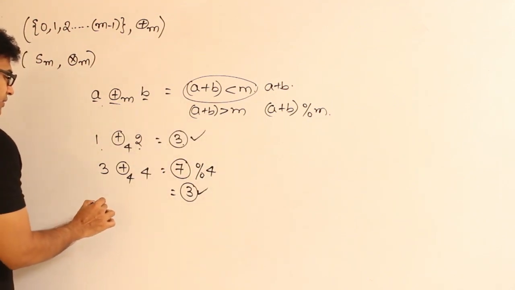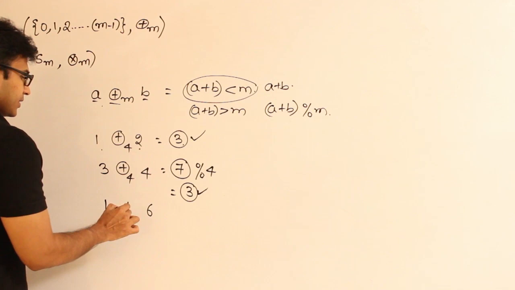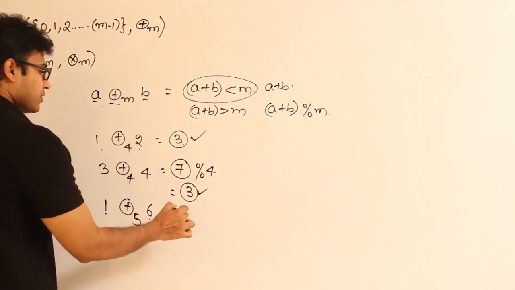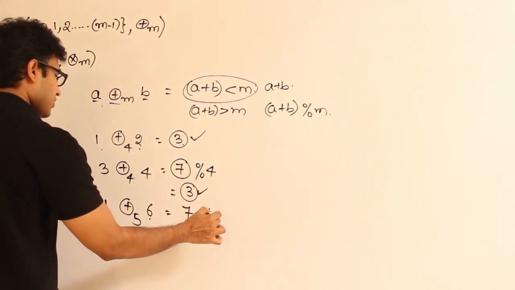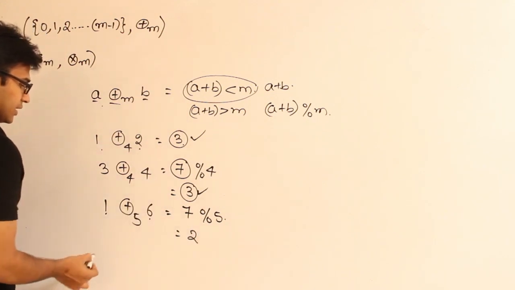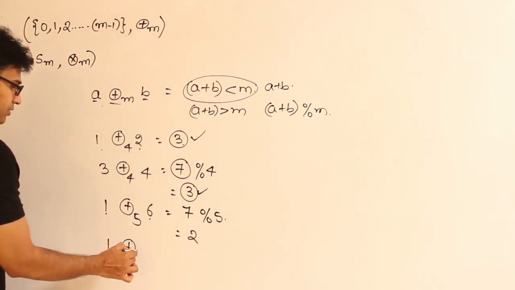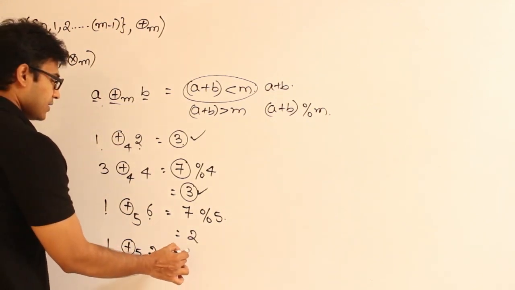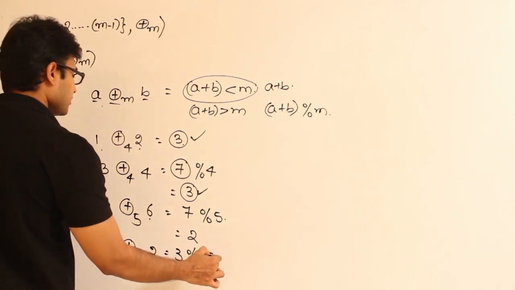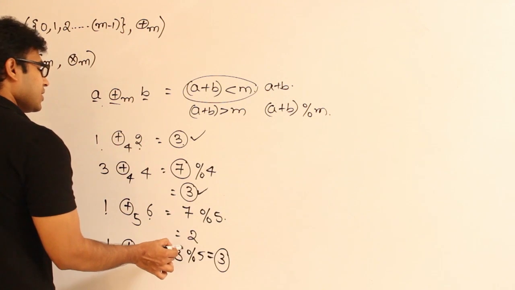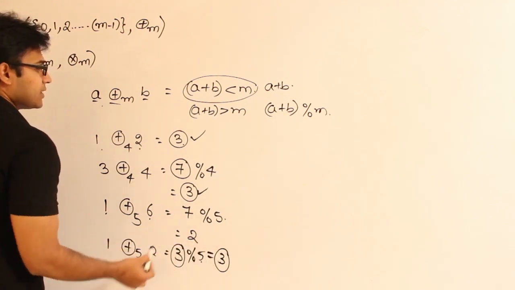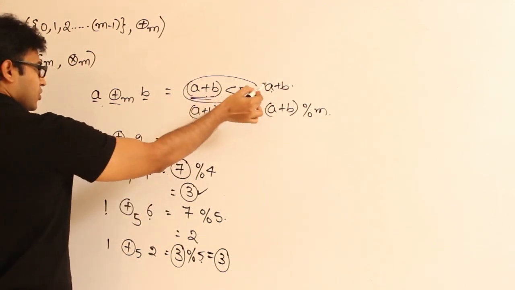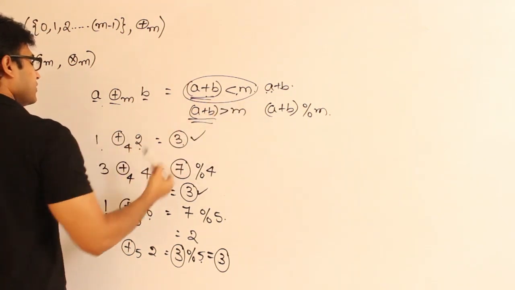Got it? Let us say 1 and 6 addition modulo 5. What is the answer? You take 1 and 6 and add them, which gives 7, divide by 5 and take the remainder, which is 2. Similarly, if you want to take 1 addition modulo 5 and 3, you add 1 and 3, divide by 5 and take the remainder. Even if the number is less than 5, you get the same number. That is why if the sum is less than m, I write the same number. The reason is the remainder is going to be the same number. If the sum is greater than m, then you take the remainder.